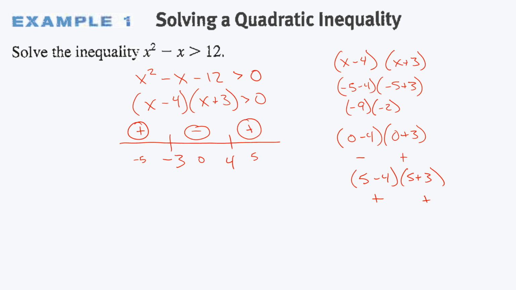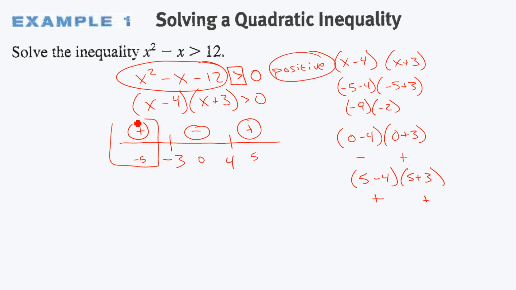Okay, what do I want my answer to be? I want my answer from here to be greater than 0. That means I want my answer to be positive. Okay. So which sections do I like? I like this section, and I like this section. So how do we write those sections? This section is all of the numbers that are less than negative 3, and I want all the numbers that are greater than 4. Okay?